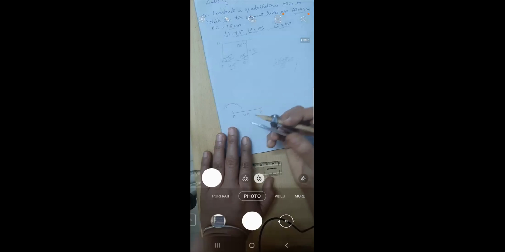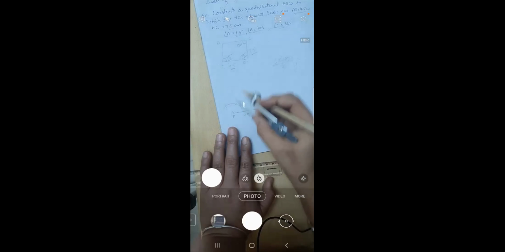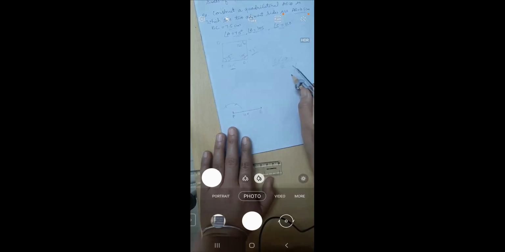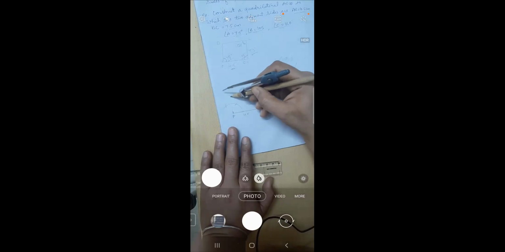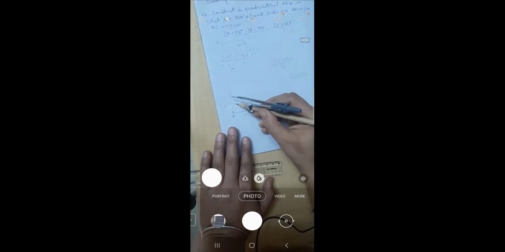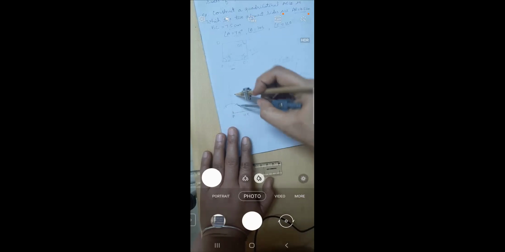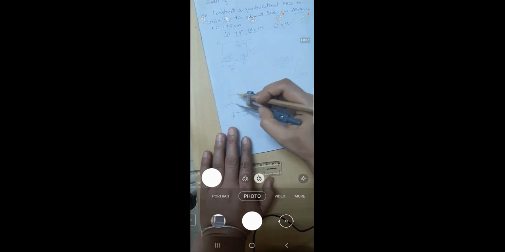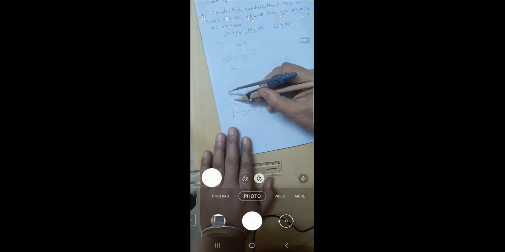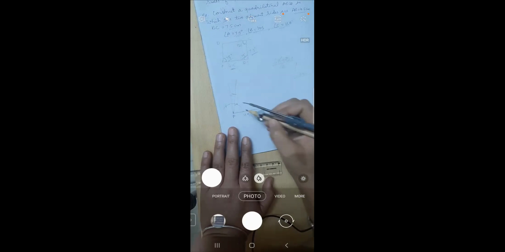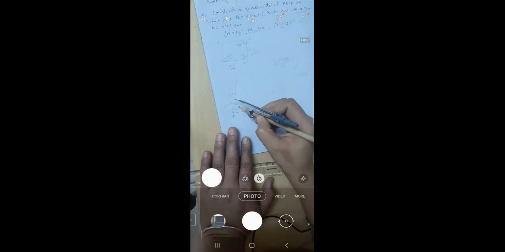See, how will you construct the 75? 75 is the middle of 60 and 90. This is my 90 degree angle, the perpendicular, and this is the 60 degree. So take the middle of the 60 and 90. Draw an arc from 60 and draw one arc from 90. This angle will be 75 degree.